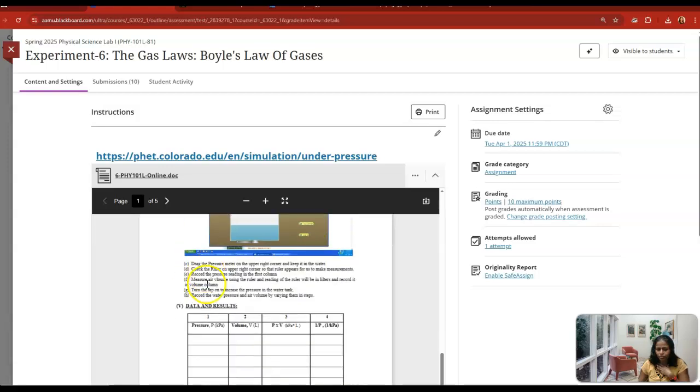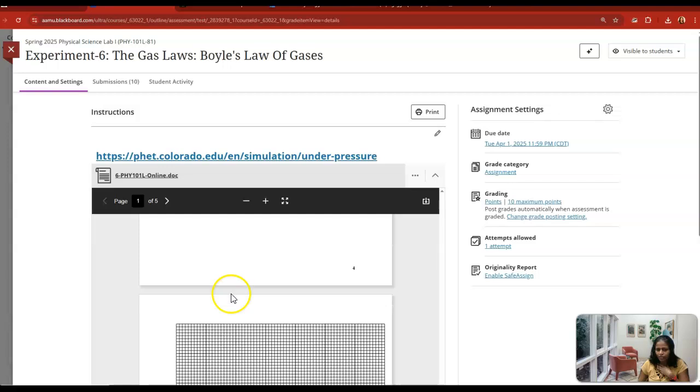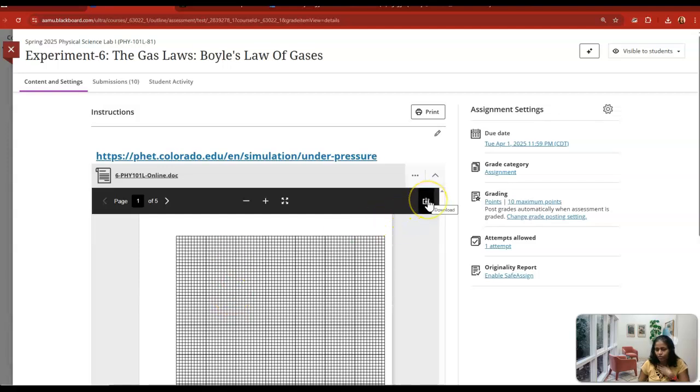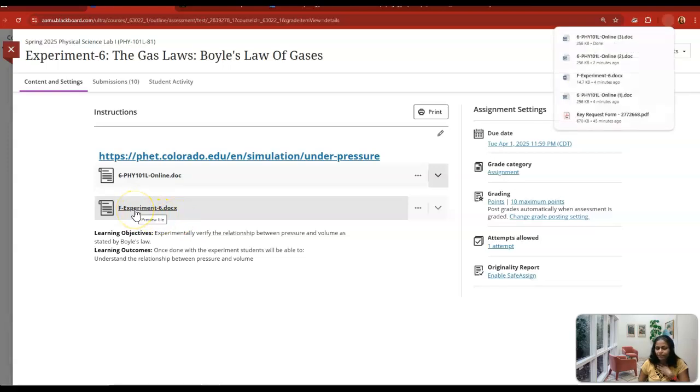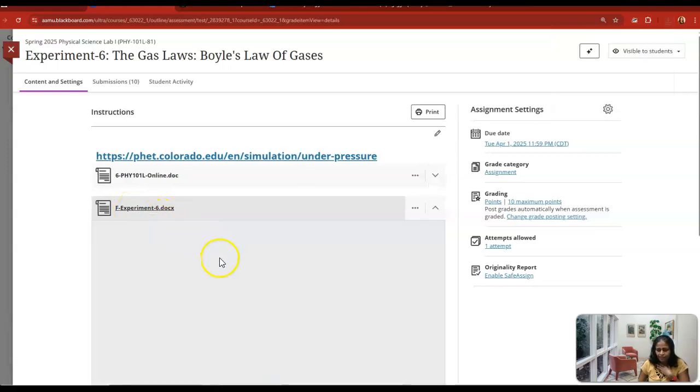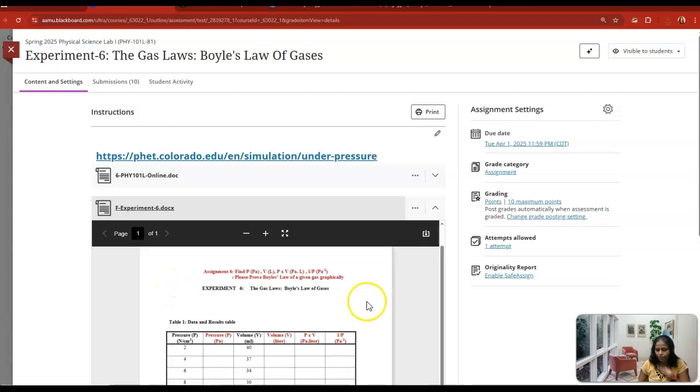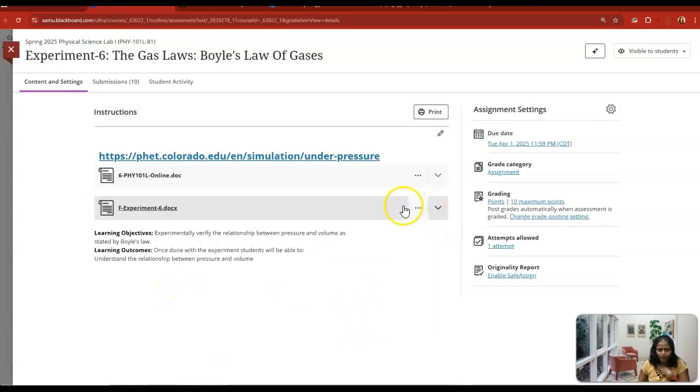I already pre-downloaded them, so I'll show you how to do that. This is how you download it, and you close it, and then this is the experiment assignment part, so you have to download this one also and keep it aside. Now I am going to show you the simulation.